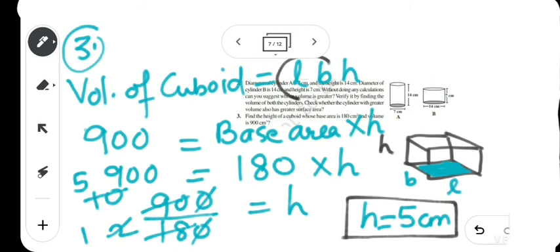In this question one thing was given differently. Instead of giving you length and breadth, they have given you base area. This is the base, but you should know that the base of a cuboid is made up of length and breadth. It's in rectangle shape, so length into breadth will be the same as base area. So this is how we can find the height of a cuboid.